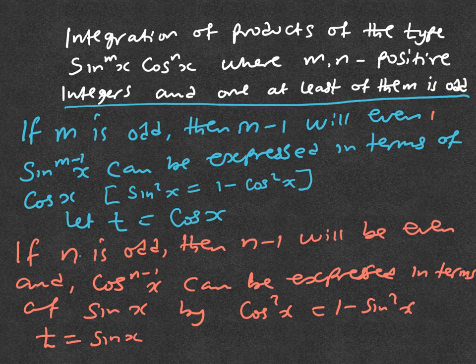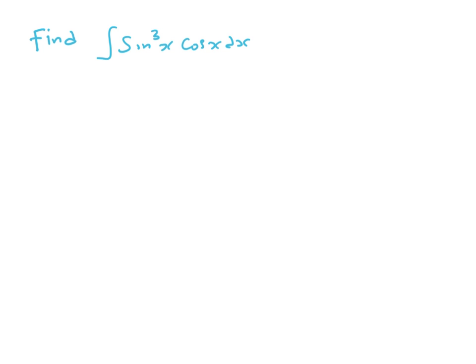Without looking at an example, it becomes hard for a student to understand, but this is really so easy. Let's look at an example and see what we can do here. In this example, they want us to find the integral of sine cubed x cos x dx. Here, both powers are odd, but you discover that it is easy to express sine cubed of x in terms of cosine.